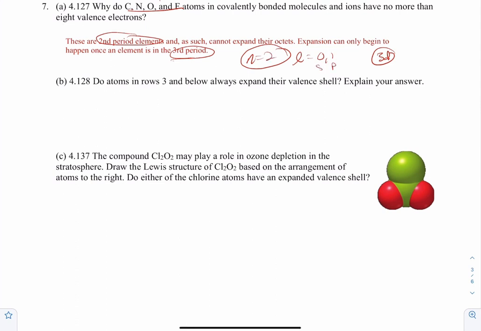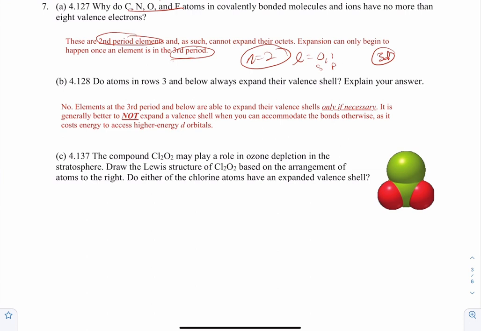All right, part B says, do atoms in row 3 below always expand their valence shell? Explain your answer. Well, we've talked about this before. They don't, right? When we're looking at making a Lewis structure, we always choose the element that can make the most bonds without expanding the octets.